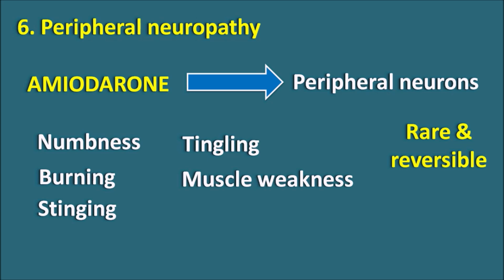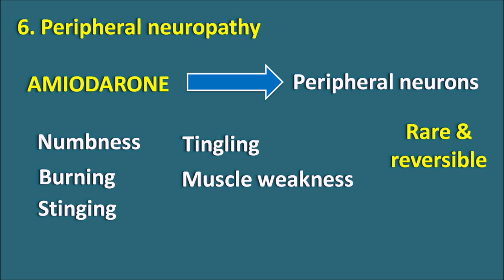So these are the 6 important side effects of amiodarone, which can be remembered as BCHHPP. B is the blue to grey discoloration of the skin, and C is the corneal deposits. H is the hyper or hypothyroidism, and another H is the hepatotoxicity. P is the pulmonary fibrosis, and another P is the peripheral neuropathy.